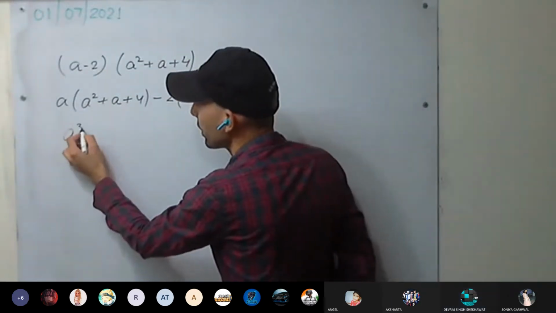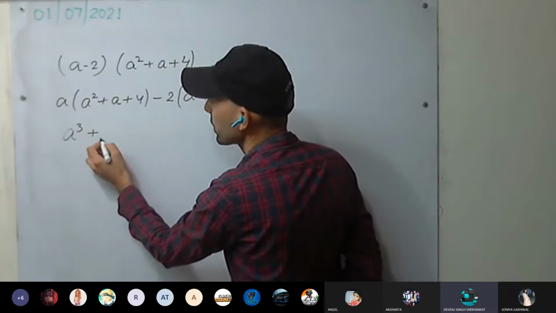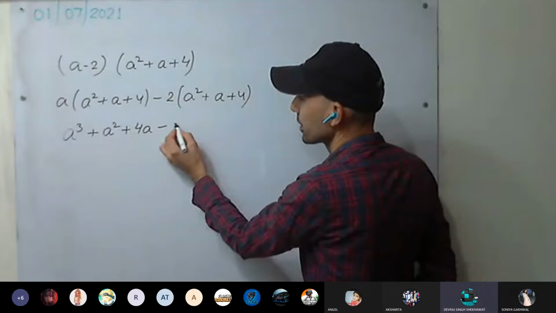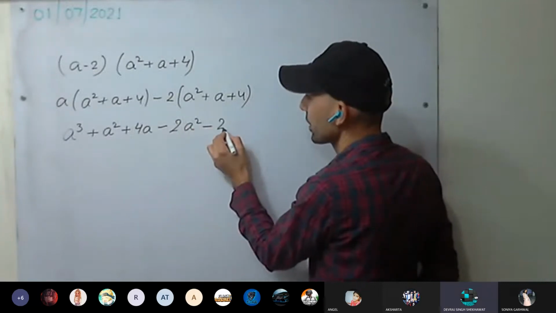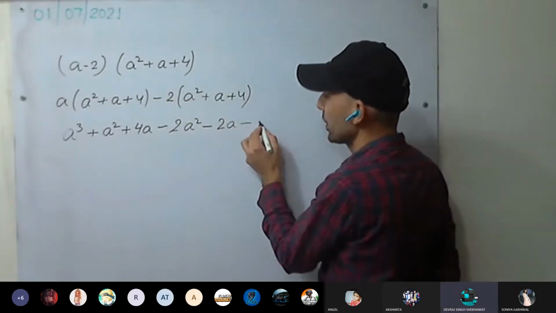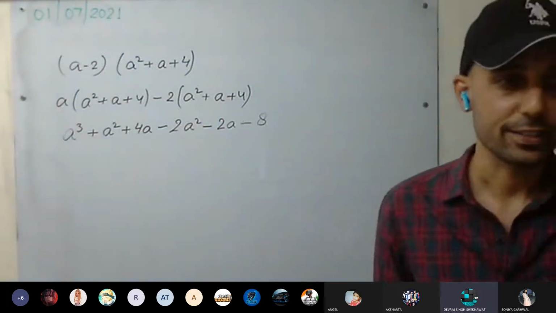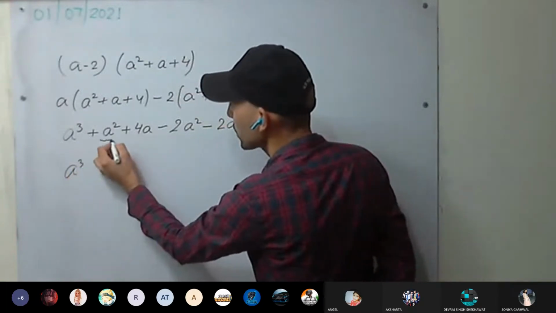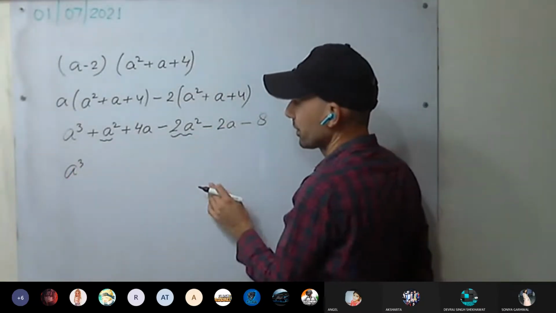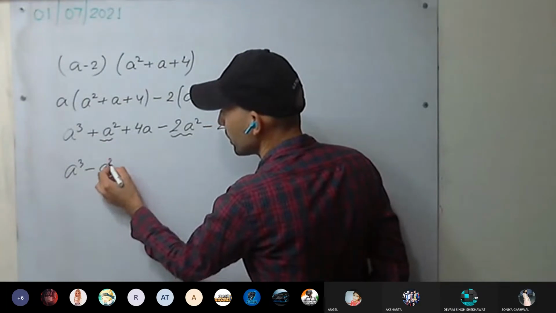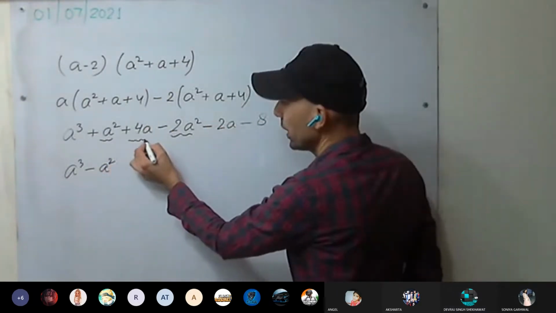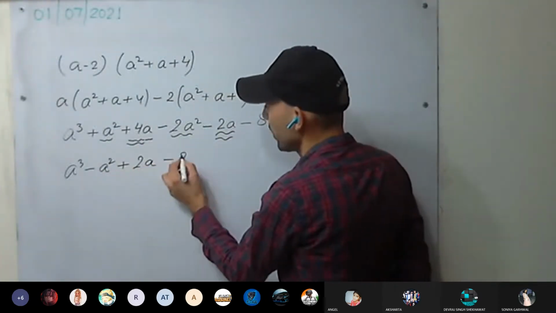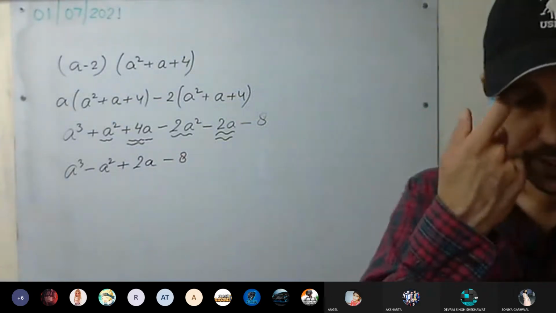Open the bracket. a cube, a square, a square plus 4a, minus 2a square, minus 2a, minus 8. So a cube, then a square minus 2a square, that is minus a square, then 4a minus 2a is plus 2a, and minus 8. This will be the answer.